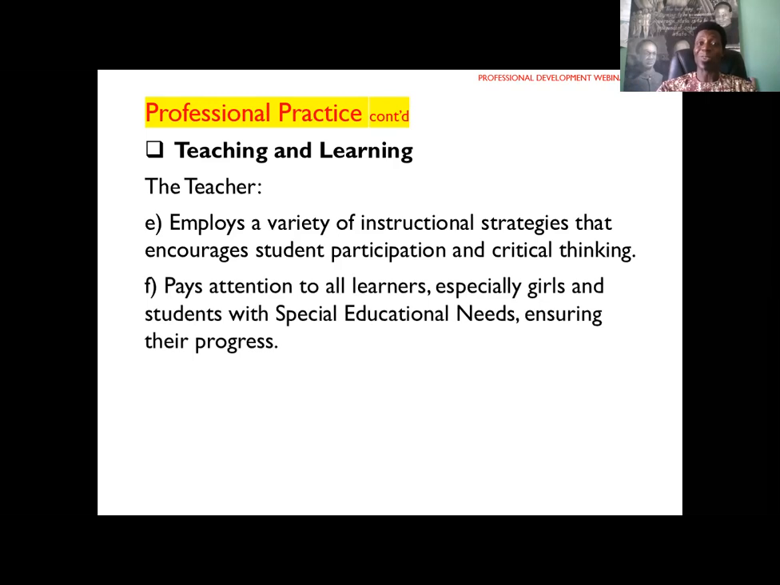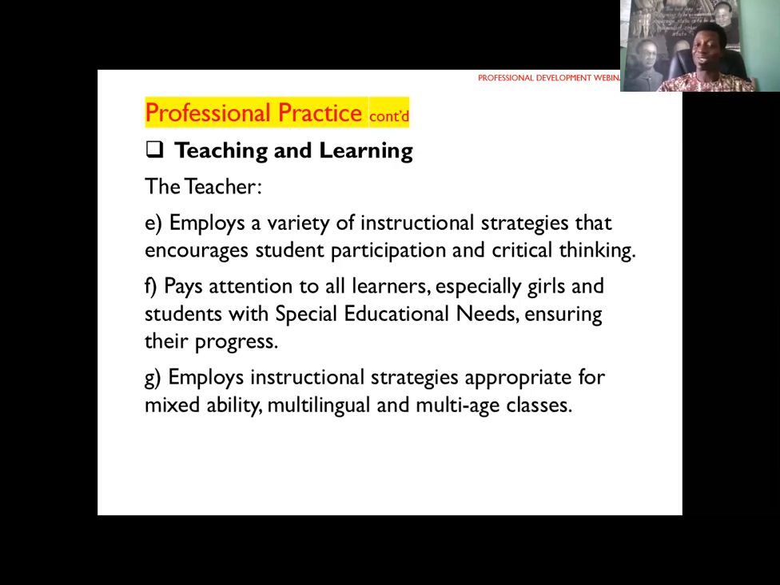Teacher pays attention to all learners, especially girls and students with special educational needs, ensuring their progress. If a particular student is not seeing well, you can move the student to the front. If he has a special case in terms of mobility, you can help position that student in the class where he or she will be comfortable, so that he or she will be able to assimilate whatever you give.